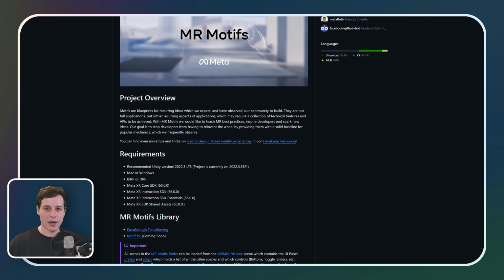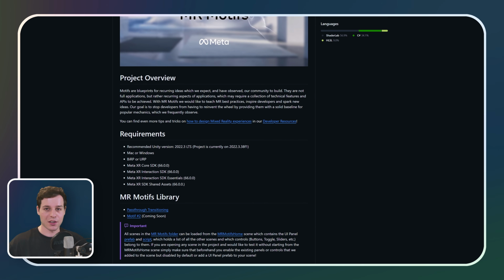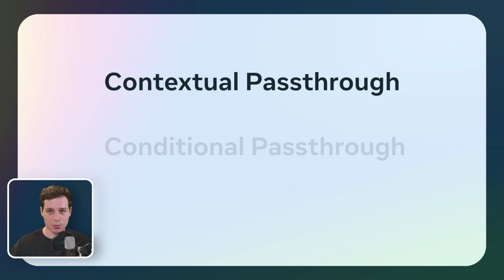And now, let's get started with pass-through transitioning. Enabling pass-through is easy, but there are two main scenarios where a separate logic is needed when using pass-through as the background of your experience: contextual pass-through and conditional pass-through.